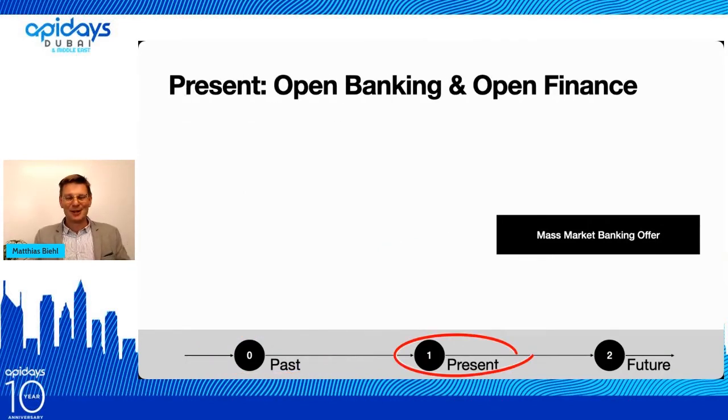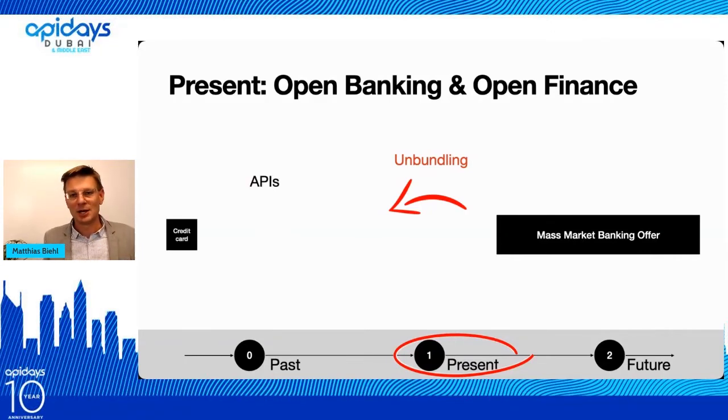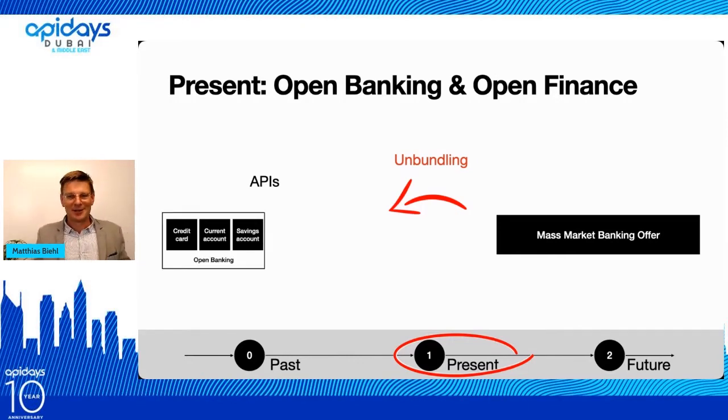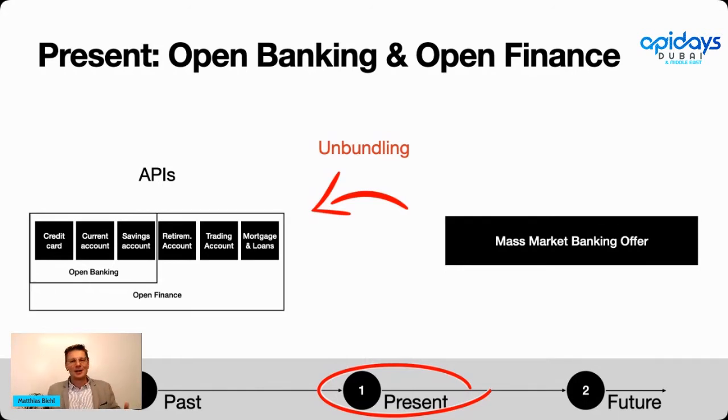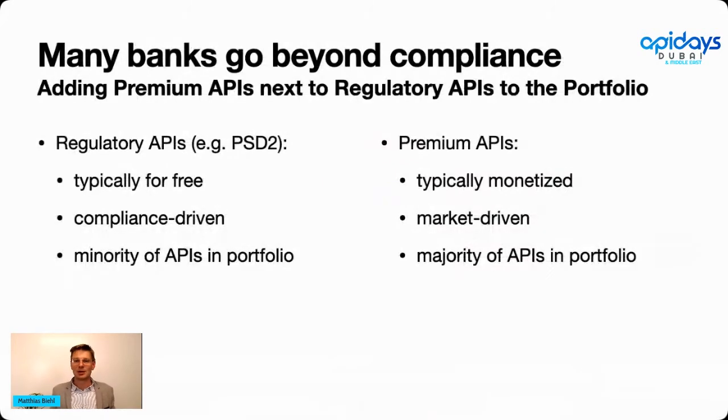At present, we observe open banking and open finance. On a technological level, we take this mass market banking offer that was created for efficiency reasons, and we take it apart, right? Technologically, we unbundle this big mass market offer in the form of APIs. For example, you have a credit card API, a checking account API, a savings account API. All this is an open banking API, right? You can do payments on each of these accounts. Now there's an extended scope of open banking, so to say, where you look at other banking products, for example a retirement account, a trading account, mortgages and loans, and the big thing you call open finance. But the important thing is that now we have a portfolio of APIs that unbundled the mass market banking offer.